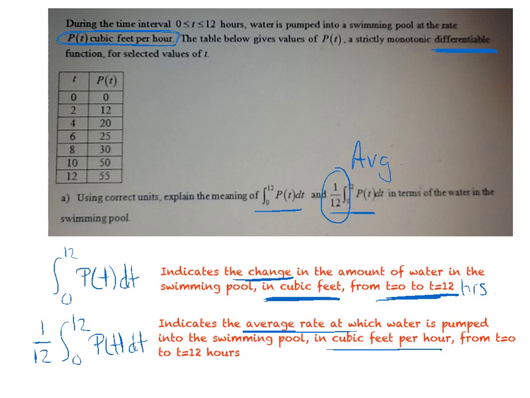Now, I'm averaging P of t, and that's why I said the average rate that water is being pumped into the swimming pool. This is just describing P of t. And notice when I use the average, I'm keeping the original units. So cubic feet per hour. I'm just averaging what I have. All right, part B.